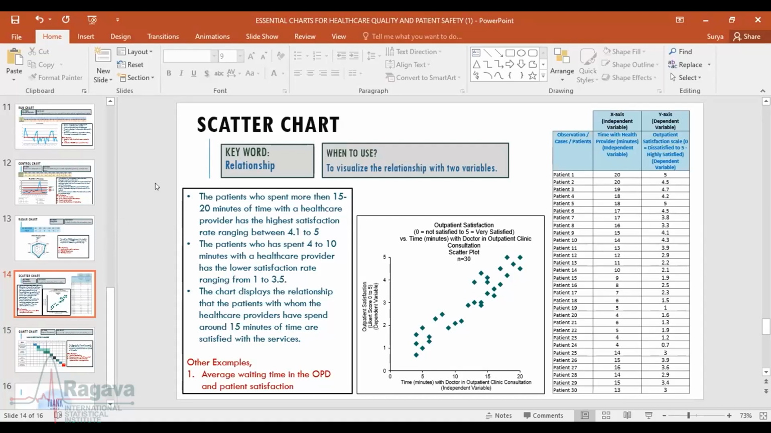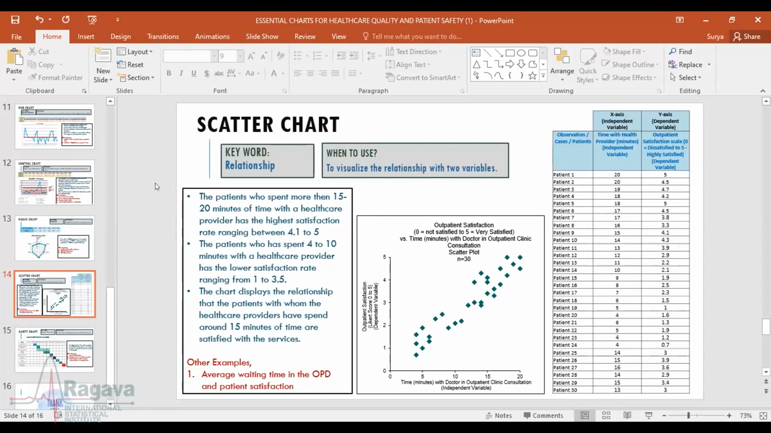Patients who are getting only 4 to 10 minutes with their doctor, their satisfaction rate is falling between 1 to 3.5. So through this scatter diagram, I am able to understand that if a doctor is spending approximately 15 minutes with a patient, their satisfaction level is good towards the services provided by the hospital.